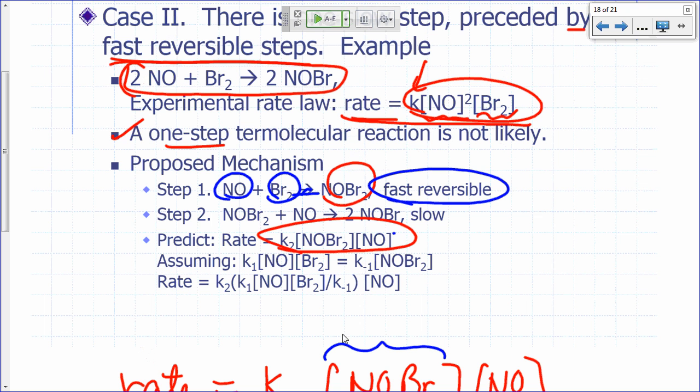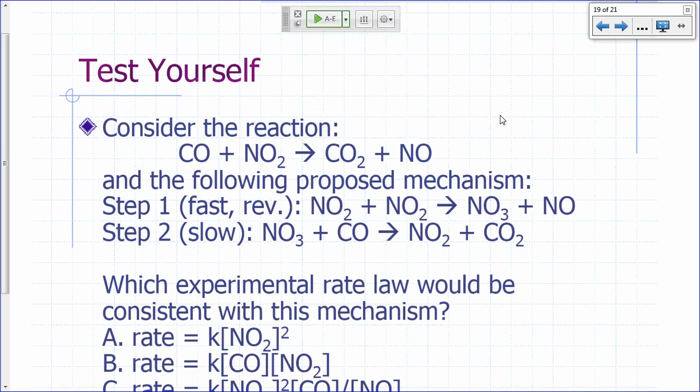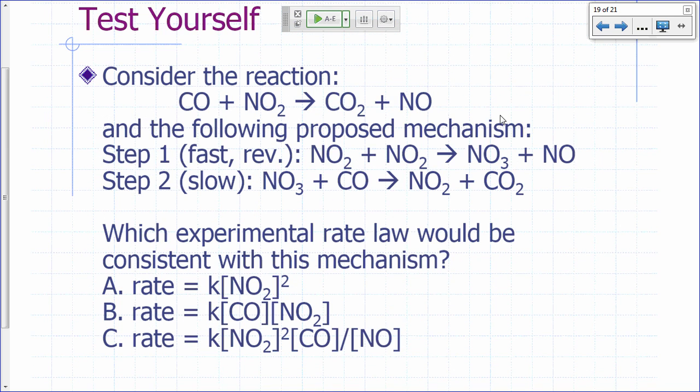So this proposed mechanism is going to be consistent with the observed rate law, which is second order with respect to NO and first order with respect to Br2. Okay? So these are just two of the simplest possible types of mechanism that you could propose to explain a reaction. Let's look at this one.